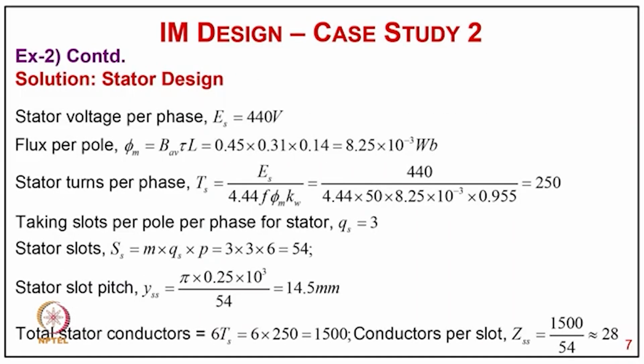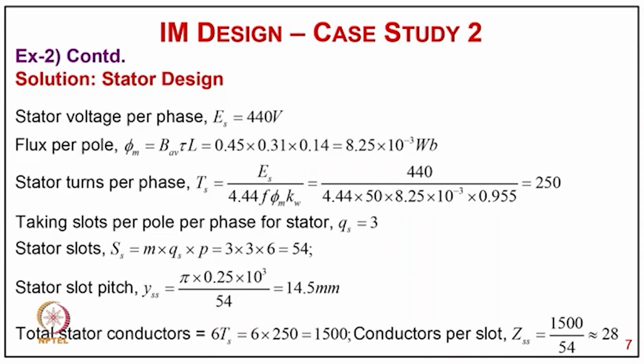Now coming to the calculation of stator design. For stator design, first we go to the stator voltage per phase. The motor is given for delta-star with a starter, so finally the winding is supposed to be in delta connection. So phase voltage equals line voltage, that is Es equal to 440 volt. And now we can calculate the maximum flux per pole, that is B average into tau into L. Putting in the values, it comes to 8.25 into 10 power minus 3 Weber.